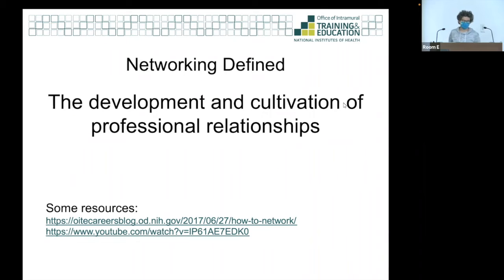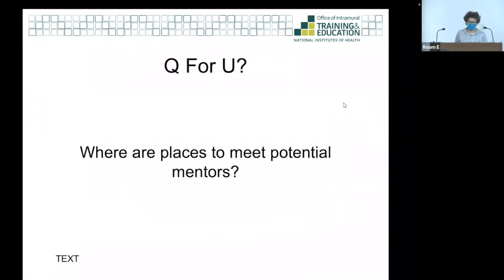Networking really is the development and cultivation of professional relationships. It is talking to others about yourself and your science, listening to them talk about themselves and their science. And as we begin to interact with people on our campus and beyond, we have a chance of developing mentoring relationships. So I put out there already a few places to meet potential mentors. Let's put some other ones out there. Let's give some ideas to each other about that.